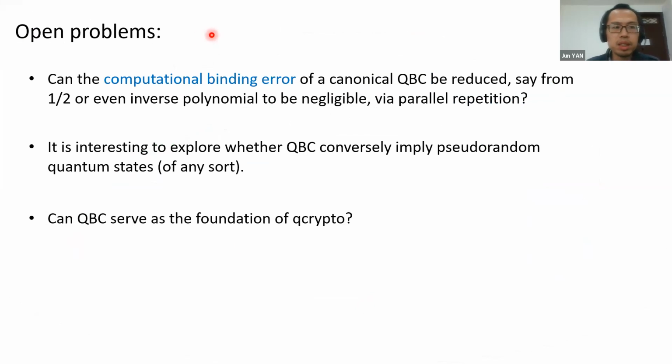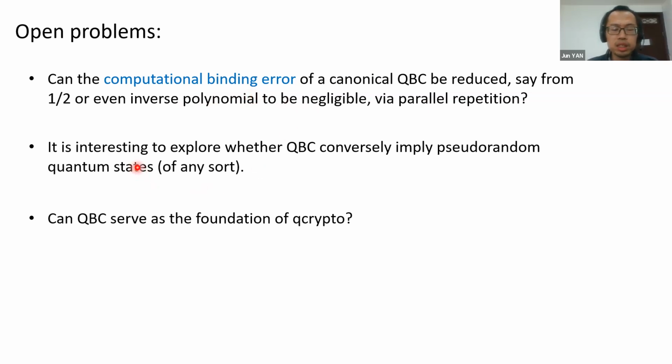Last, let me mention some open problems that interest me most. The first is, can the computational binding error of a canonical QBC be reduced, say from 1/2 or even inverse polynomial to negligible, via parallel repetition? This question regards quantum hardness amplification, and I think it can be viewed as an amplification of one-wayness in the classical world.